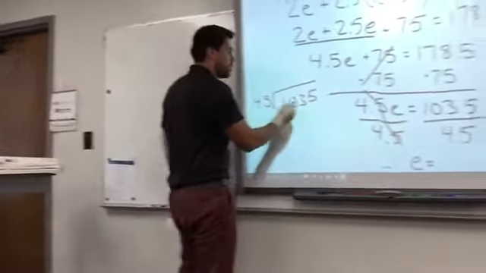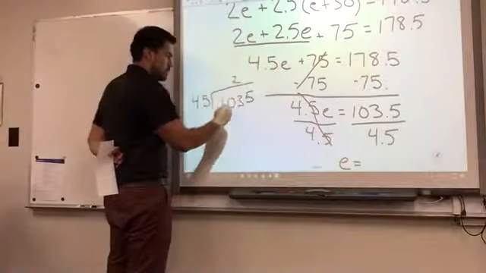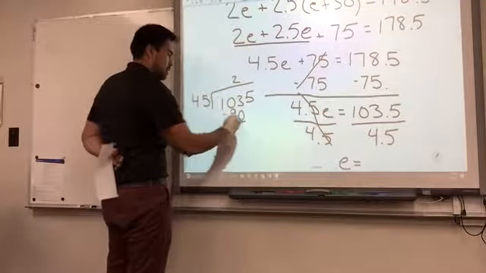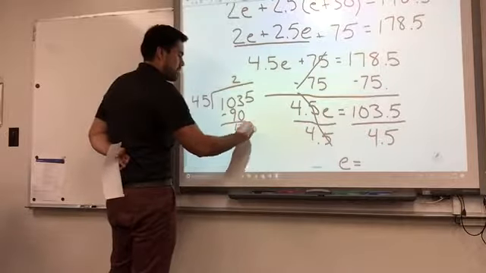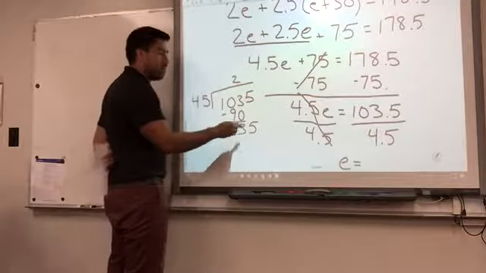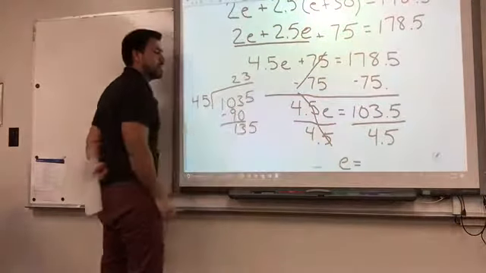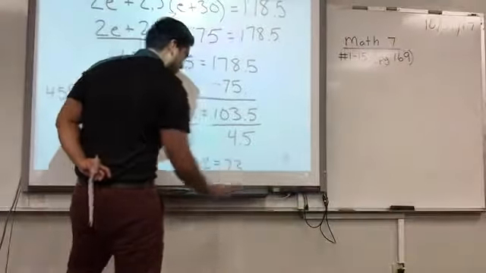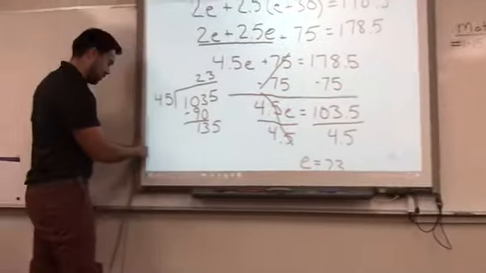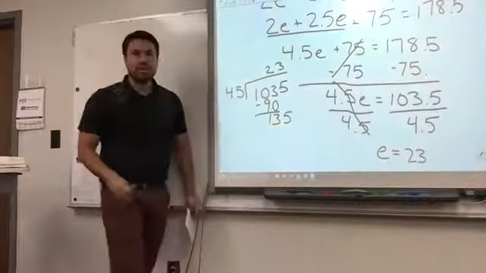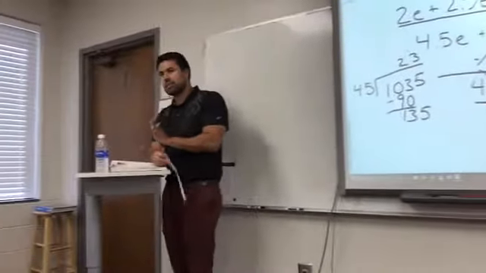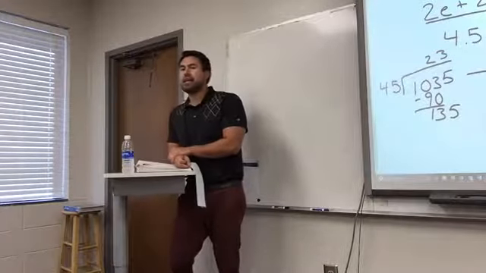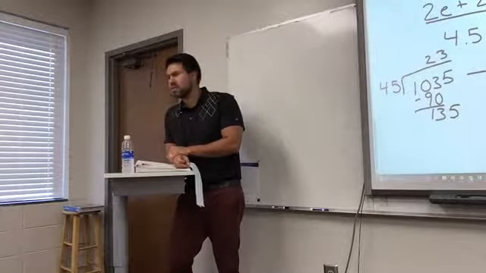45 goes into 103 2 times. That's 90. 45 times 2 is 90. Bring down that 5. 45 goes into 135 exactly 3 times. So it's going to be 23. Whoa. That's a 2 and a 3. How many espresso cups did Rachel sell on that day? 23. Find how many cappuccino cups she sold.